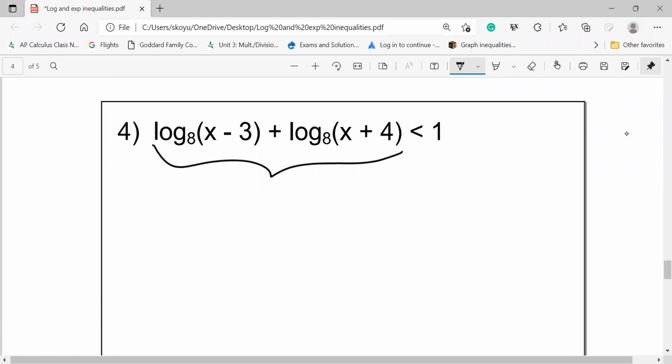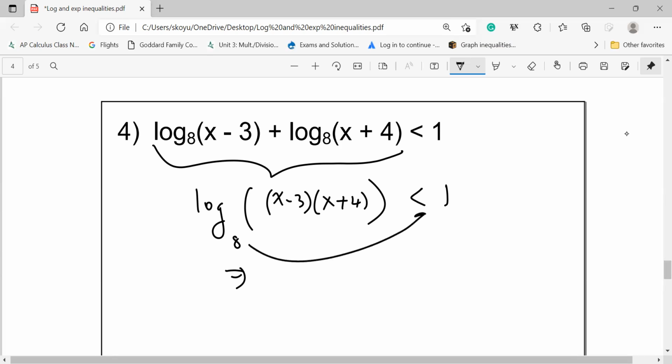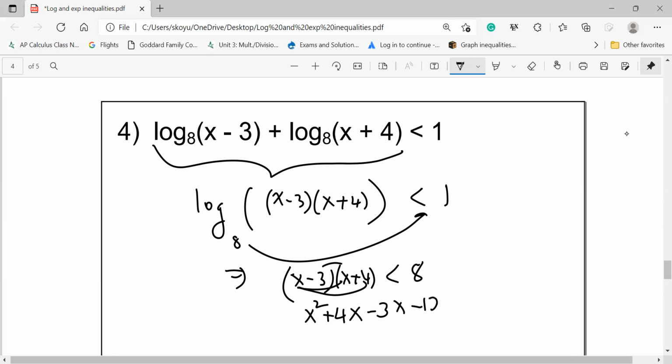Again, I have to make this a single logarithm. So I'm writing it as log base 8 of (x minus 3) times (x plus 4), because it's a plus, so it will turn into multiplication, less than 1. Then again, 8 to the 1 is 8, so (x minus 3) times (x plus 4) is less than 8. So now distributing, I'm FOILing it: x squared plus 4x, negative 3x, negative 12, less than 8.